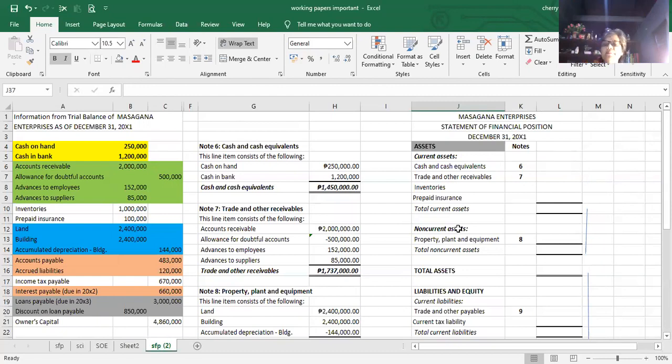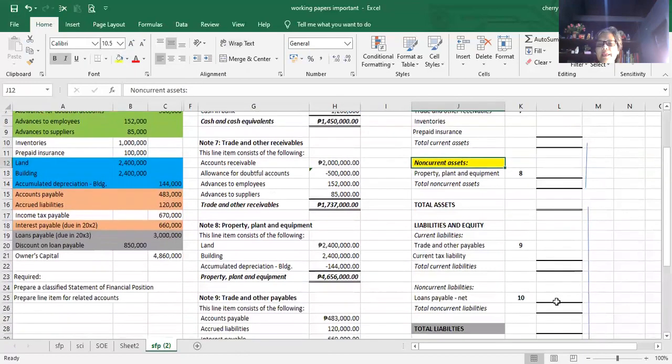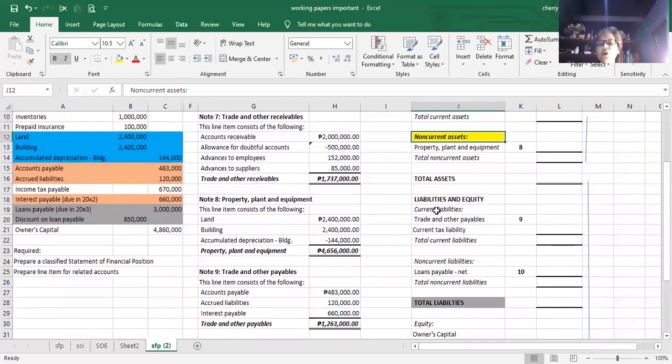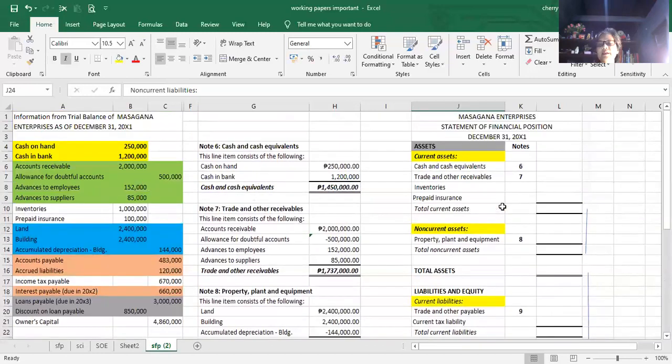So let's go to the current assets. The thing to be prepared is a classified balance sheet or classified statement of financial position. So assets should be classified into current assets and non-current assets. Liabilities should be classified into current liabilities and non-current liabilities. That is the procedure.